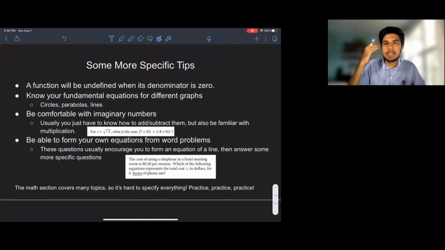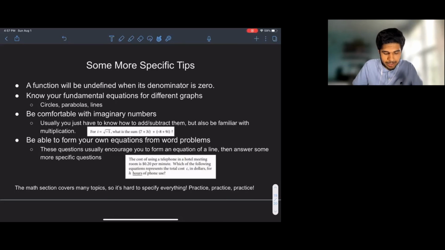And then some more specific tips. These won't show up all the time, but if you know them, it's good to know. First, a function will be undefined when its denominator is 0. So sometimes there's a multiple choice question where they give you a function and they ask where is this undefined. You just solve for when the denominator is 0. Next, know your fundamental equations for different graphs. Circles, parabolas, and lines are the most common that you'll see. You should be able to establish an equation from a graph and graph from an equation. So you should be able to do those interchangeably and know what these fundamental equations look like.